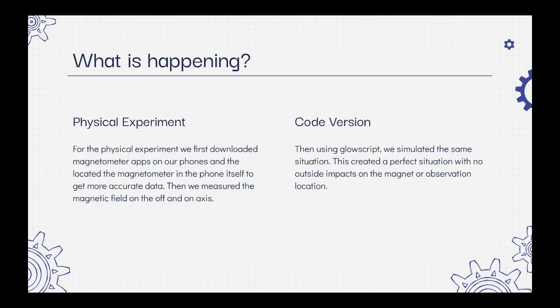So what's actually happening for a physical experiment: we first downloaded magnetometer apps to our phones, so we can locate the magnetometer in the phone and get data. Then we measure the magnetic field on and off axis at a bunch of different locations with a bunch of different magnitudes. Then using GlowScript, we simulated the same situation, created a bar magnet, and just drew its magnetic field.